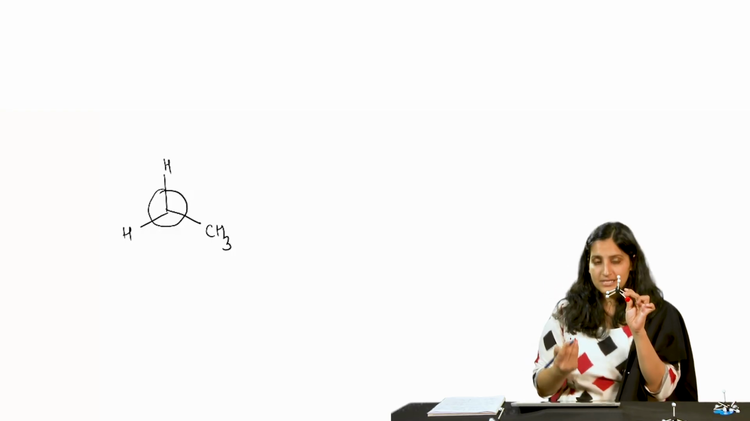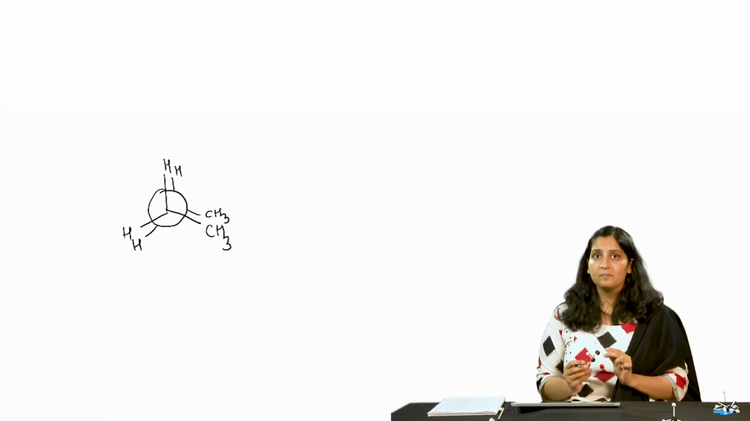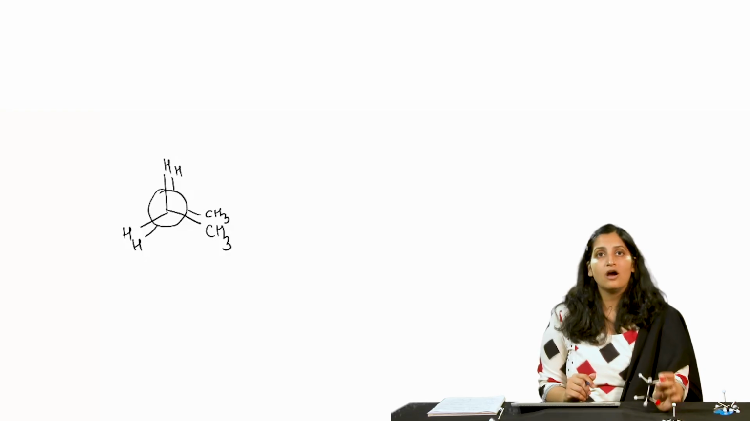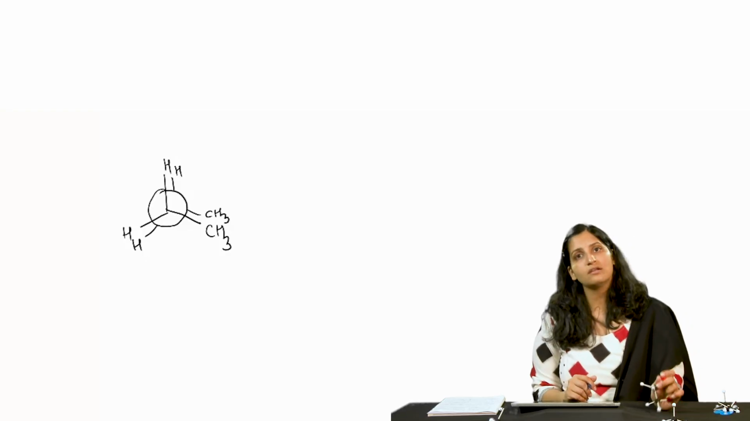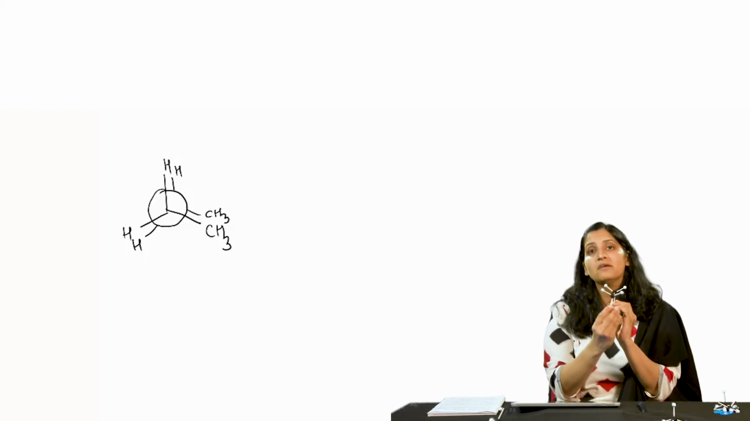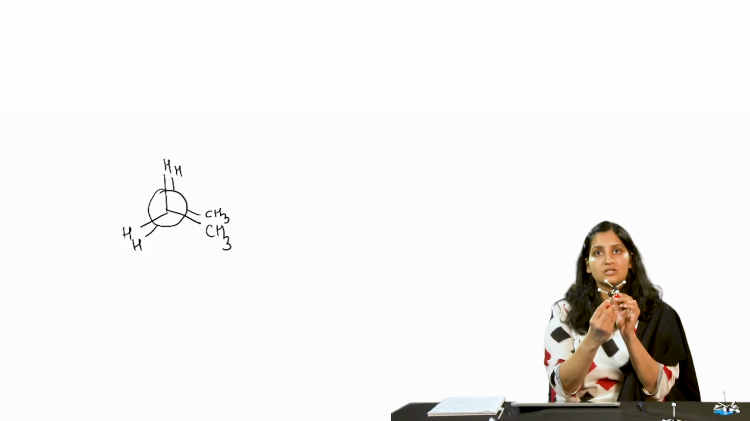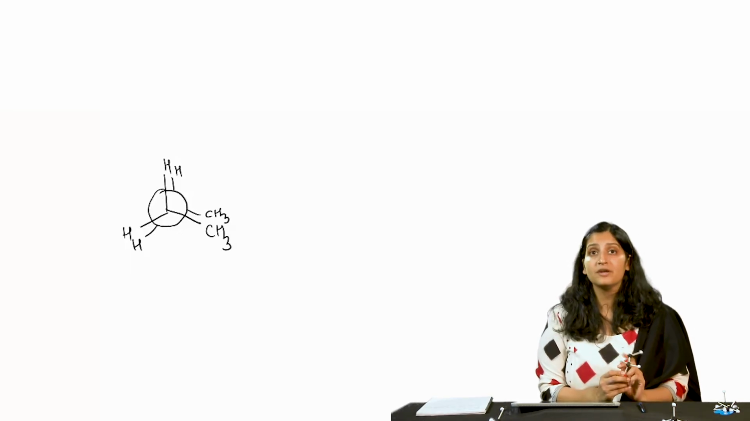Now, if I want to represent the back carbon, I will also draw it, which will be like this. Okay. Now, remember we talked about hydrogen-hydrogen eclipsing, which results in about 1 kilocalorie per mole of torsional strain in the molecule. Remember, when two methyls are eclipsing with each other, the strain is going to be even more, approximately 2.5 kilocalories per mole.